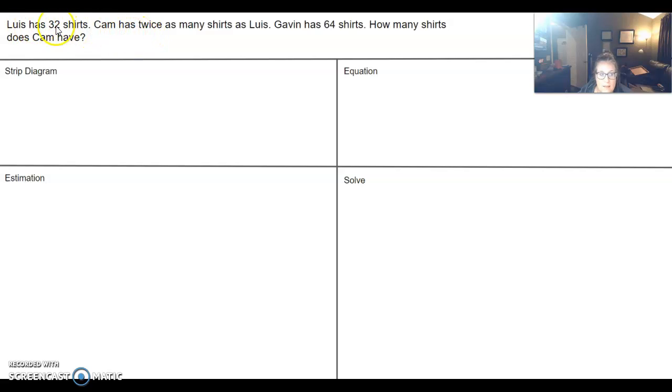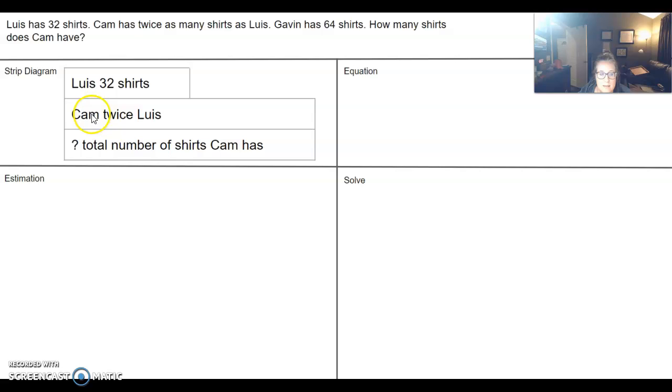So I know that Luis has 32 shirts, and I know Cam has twice as many shirts as Luis. So my strip diagram is going to look something like this. Here's Luis, and Cam has twice as many as Luis. So if I actually broke this apart and made another one, it would be the same size. So I know that Cam has twice as many, and I'm trying to find the total number of shirts that Cam has. In order to do that, I'm going to use my equation of 2, because twice means times 2. 2 times, or 2 groups of 32, and that's going to give me my total number of shirts.